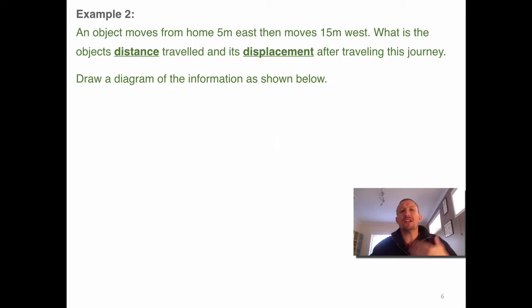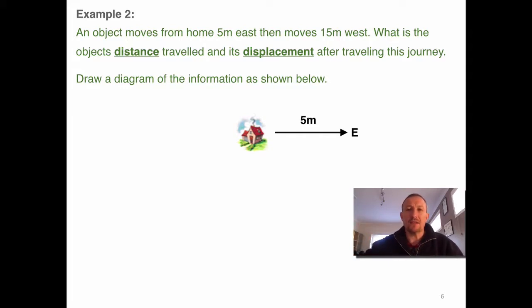Okay, so we've got an object, and in this case it moves 5 meters east and then moves 15 meters west. What is the object's distance travelled and its displacement after travelling the journey? So let's draw a diagram again. Okay, so there's home. So what do we do first? Well, we move 5 meters east. So we go to our right, 5 meters. Then we turn round and go 15 meters in the opposite direction.